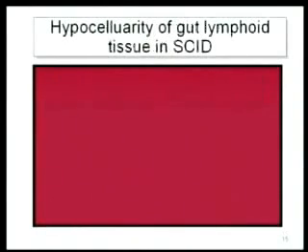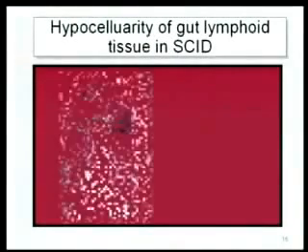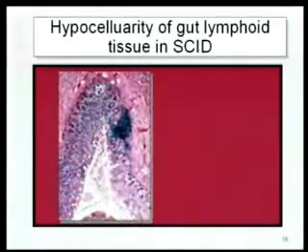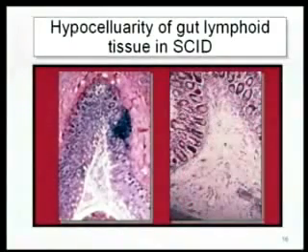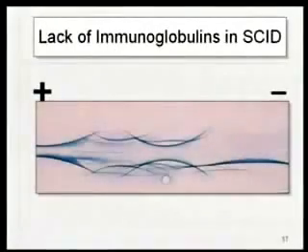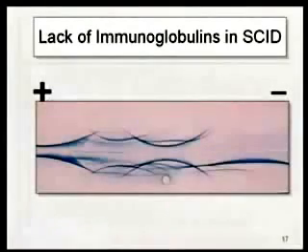Okay. If one looks at the Peyer's patches, that's a normal Peyer's patch, whereas abnormal is a lack of cellularity in this area. Okay. If one looks at, you have all seen that slide before, right? Or something similar.